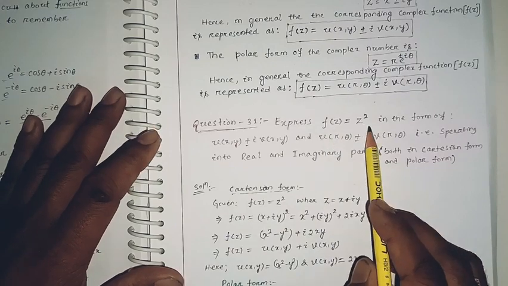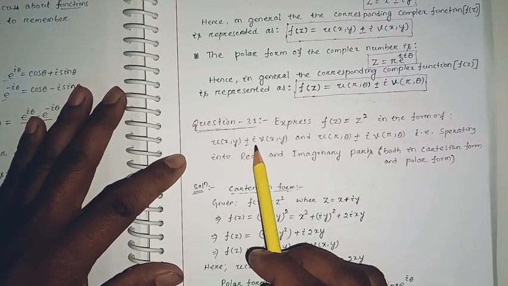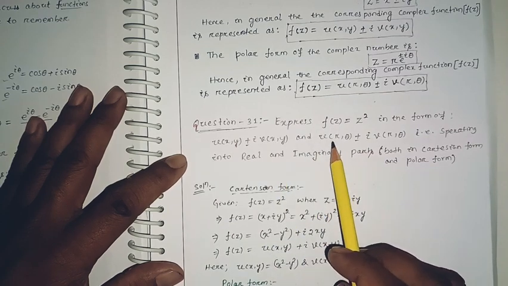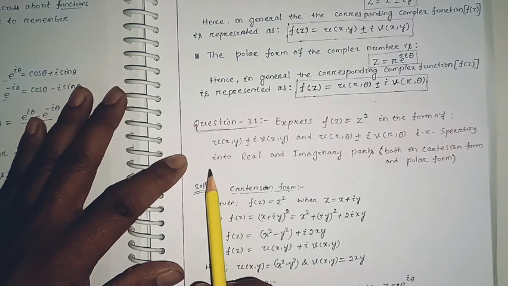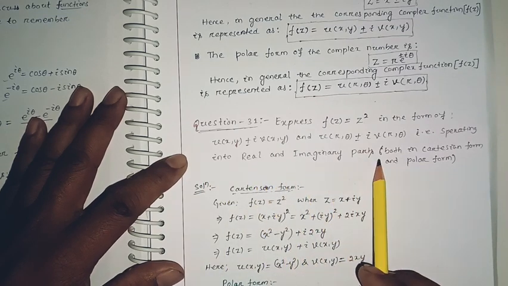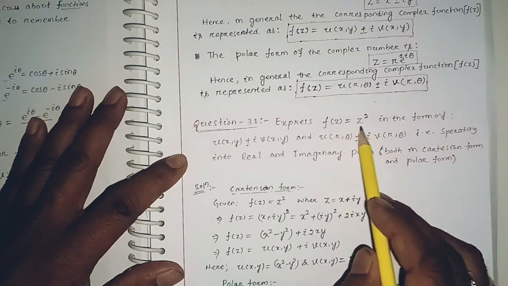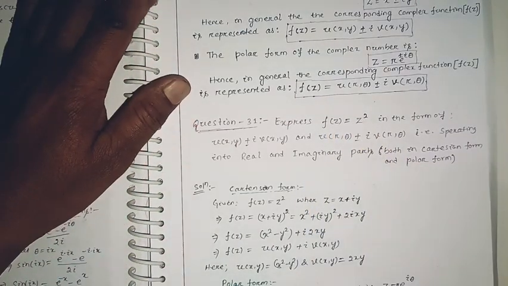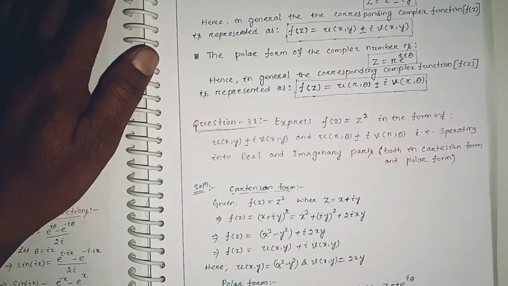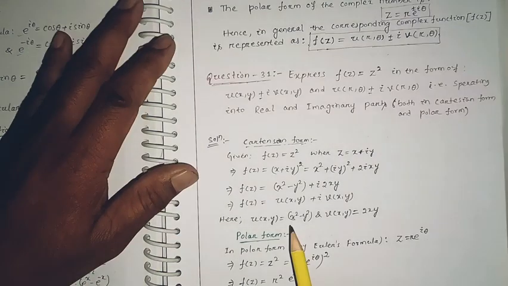Express f(z) = z² in the form of u(x,y) ± i v(x,y) and u(r,θ) ± i v(r,θ), that is, separating into real and imaginary parts both in Cartesian form and polar form. That means the given function is z², and we have to write it in Cartesian and polar form. How will it be?